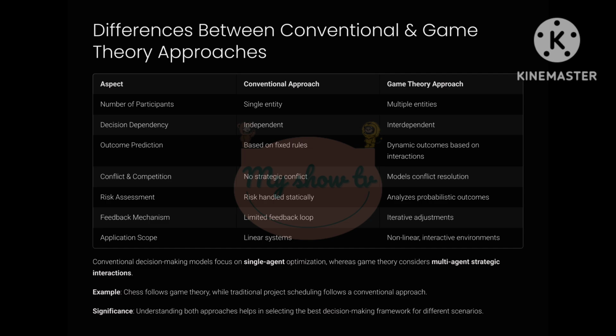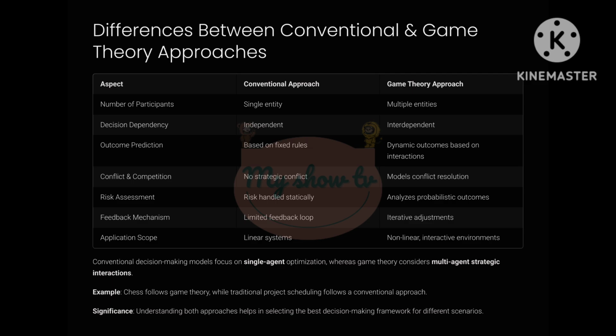6. Feedback mechanism. Conventional systems often have limited feedback, while game theory involves iterative adjustments. Players update their strategies based on others' actions. Example, automated bidding in online auctions uses real-time feedback through game theoretic models. 7. Application scope. Conventional models suit linear systems where variables interact predictably. Game theory applies to non-linear, interactive environments with multiple agents and unpredictable outcomes. Example, predicting market trends requires game theoretic analysis, while simple inventory planning uses conventional models.